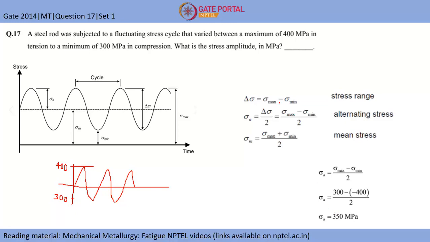You should remember one mistake you made earlier: you considered 400 as maximum and 300 as minimum. So what you did was 400 minus 300 divided by 2, hence the answer was 50. But you need to see that if this is in compression, it will be negative. So one of the signs you need to subtract. Hence 300 minus of minus 400 divided by 2 will be 700 divided by 2, which is 350 MPa.